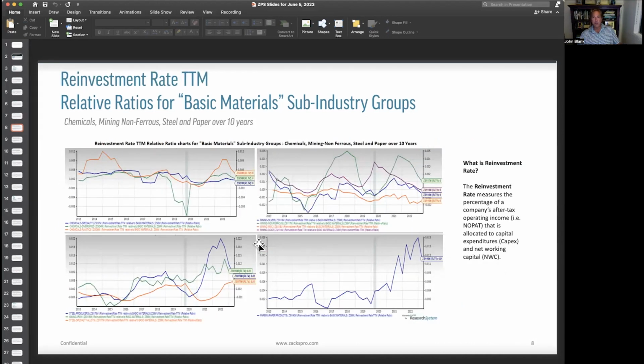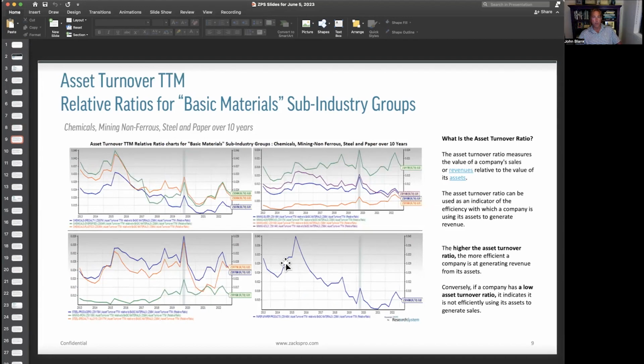Reinvestment rate. So reinvestment rate is over here. I'm telling you what it is. The reinvestment rate measures the percent of a company's after-tax operating income that is allocated to CapEx and net working capital. So you'd like to see people put money back in their businesses. And look at this, paper. People are really investing in paper. And over here, you can see the specialty steel makers are ramping up while the steel producers are coming off highs. Generally speaking, steel is doing pretty well. Over here, the metals non-ferrous are the most cyclical once again in their reinvestment. And of course, over here, you've got something that's kind of moving towards the mean.